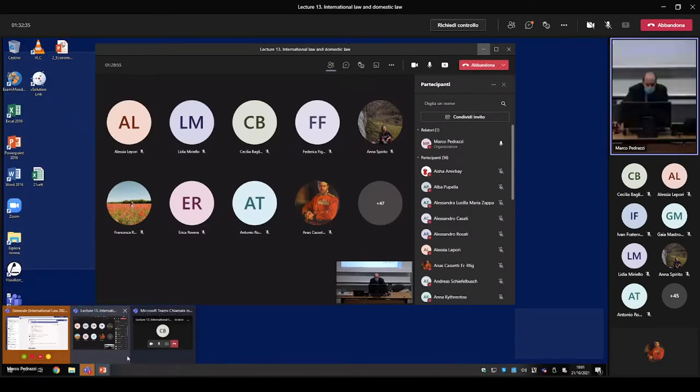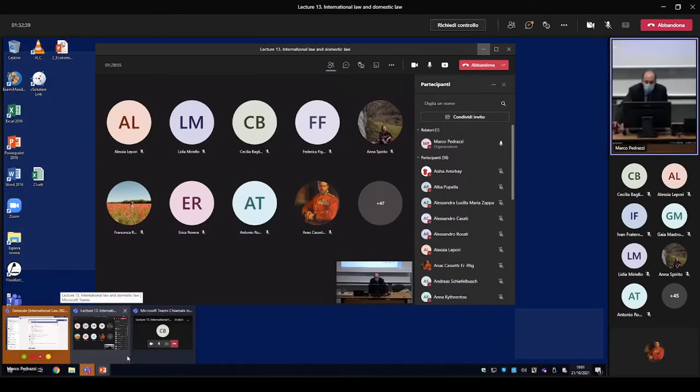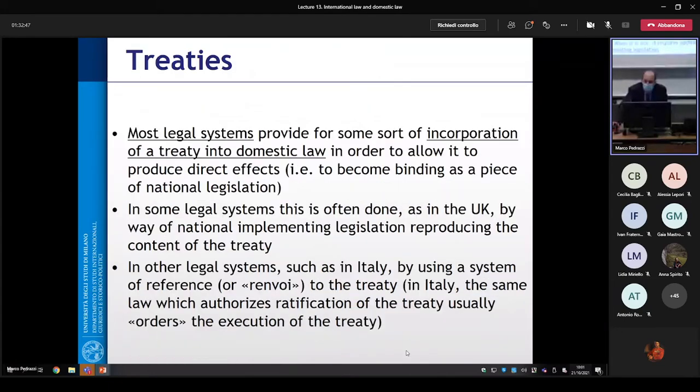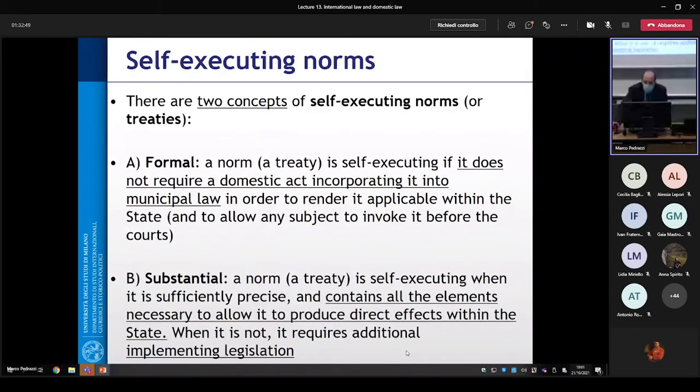Is this clear? Any question? Okay, we will then go on and see different means of incorporation of international law within the different states at the beginning of our next class.